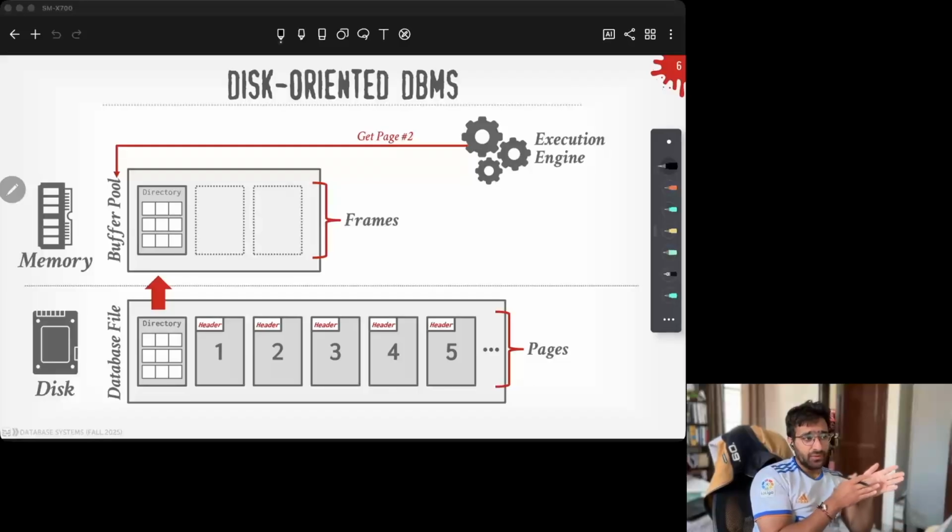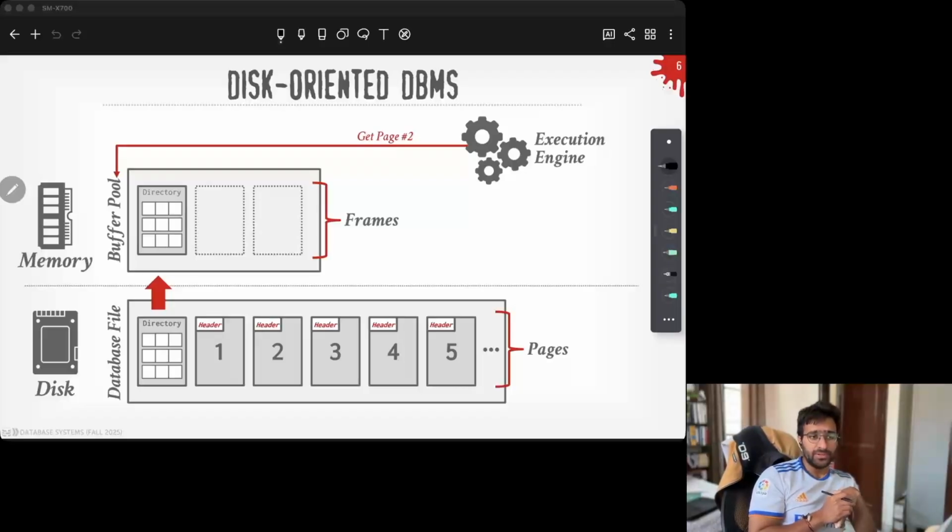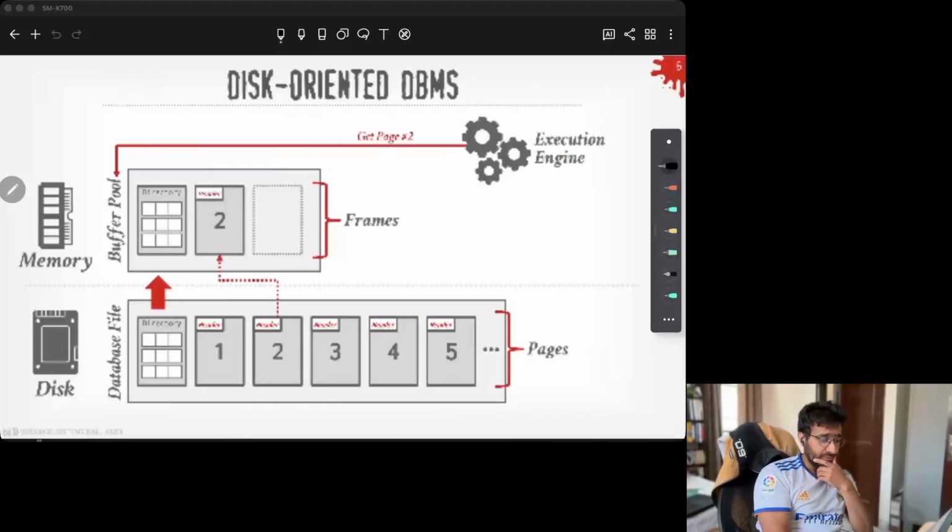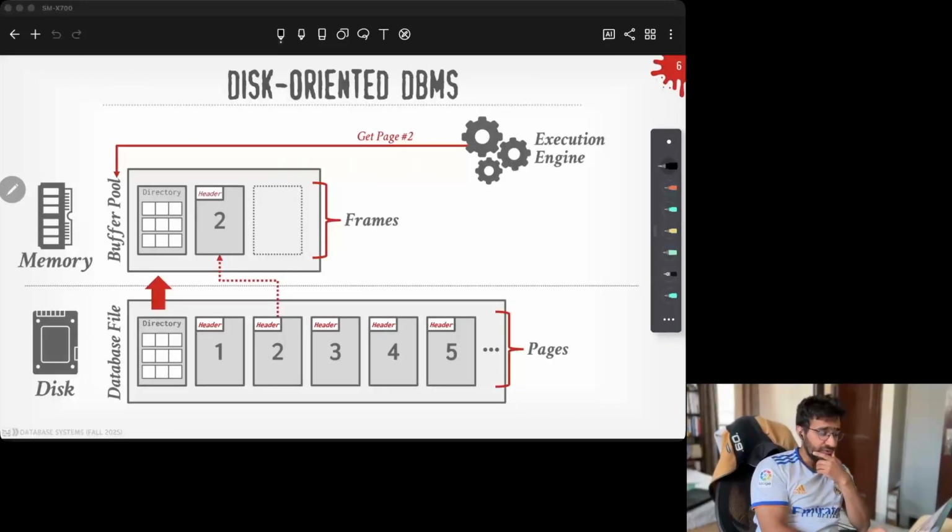So you have the disk, you have your database pages lying on disk, and your buffer pool is living in memory. You bring pages from the disk into the buffer pool, and then you hand back the pointer to the execution engine. This diagram shows that process. So you have the database file. The execution engine says get page two. The buffer pool contacts the storage manager.